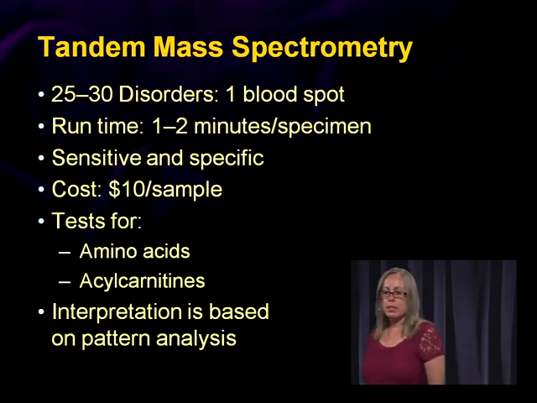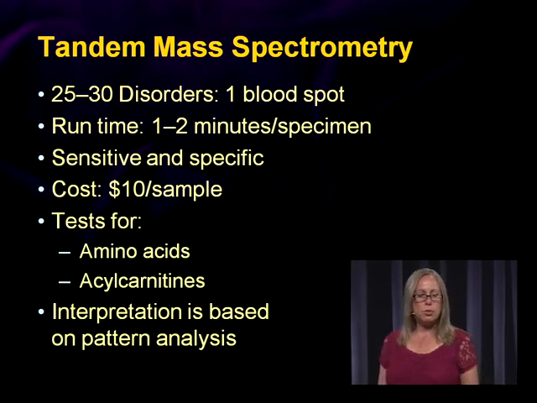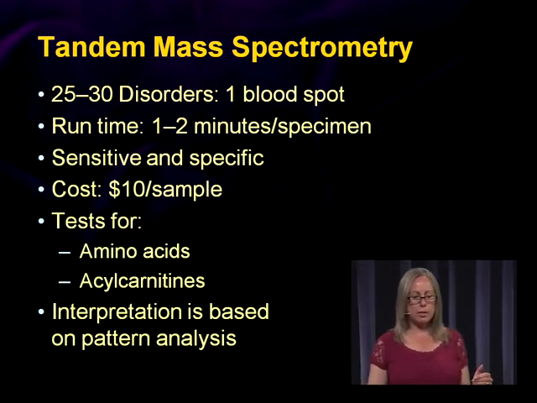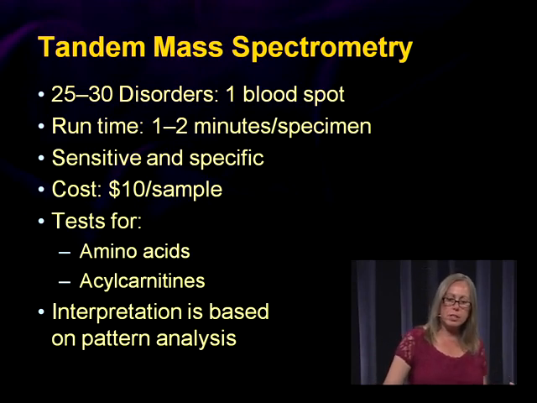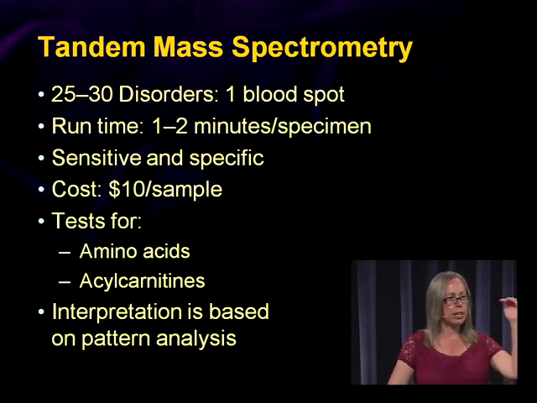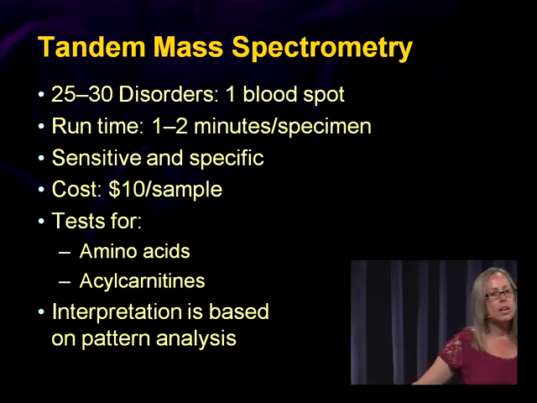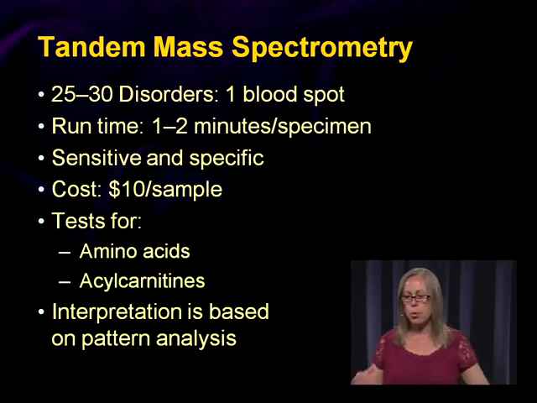Tandem mass spec gets you 25 to 30 disorders on one blood spot. Runtime is about 1 to 2 minutes per specimen. It's a sensitive and specific test. Cost is about $10 per sample. It tests for amino acids and acylcarnitines, and the interpretation is based on a pattern analysis. So you have a background amount, and then you can figure out how much of the compounds you have there. So again, it's a quantitative test as opposed to the old-fashioned Guthrie, which was a qualitative test.